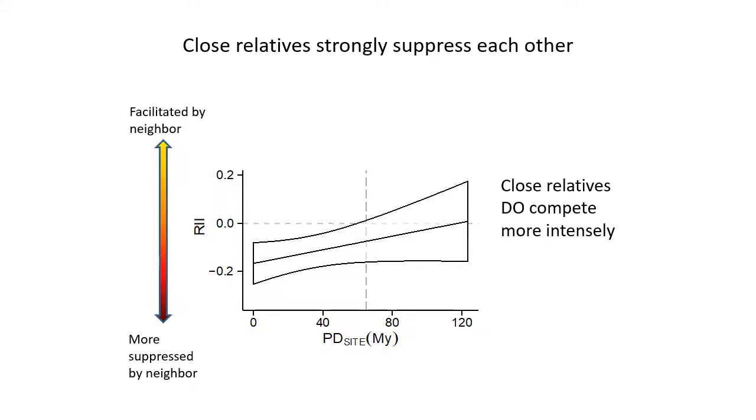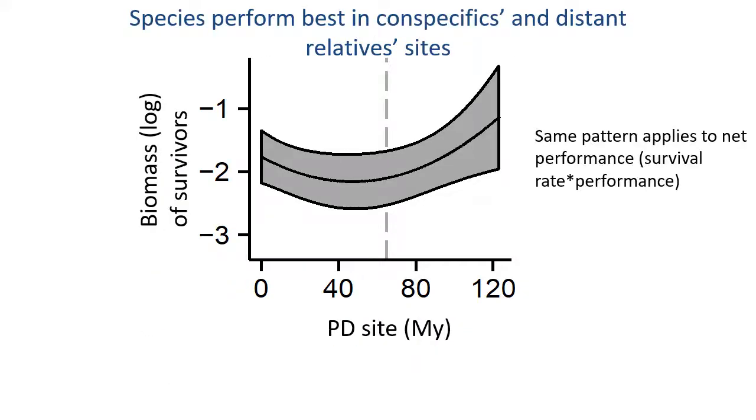So what we see here is that close relatives suppress each other more, and even if you remove the conspecifics, there's still a positive slope. So distant relatives actually often facilitate one another. So if we then look at how species actually perform, the biomass of the survivors in these sites, what we get is this curvilinear relationship where species do best at conspecific and distant relative sites and less well in congener and confamilial sites.